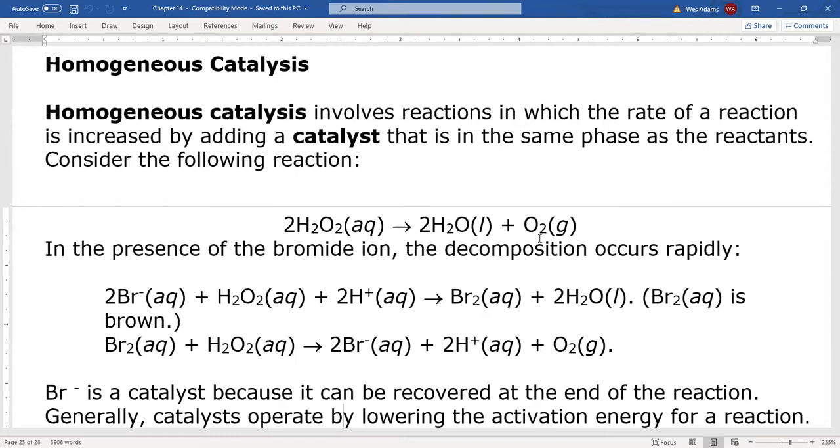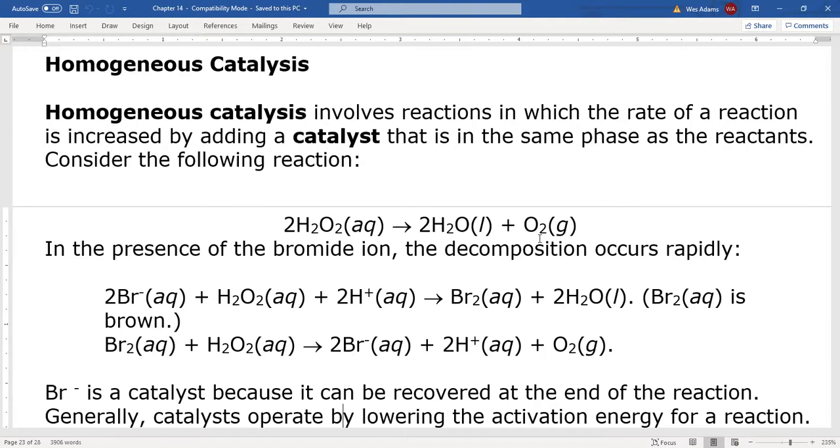Bromine will then react with more hydrogen peroxide to produce the bromide, the acid, and the O2. So the bromide and the acid I get back at the end. So they're not consumed and would in fact cancel. And we would just get our basic decomposition reaction at the end.